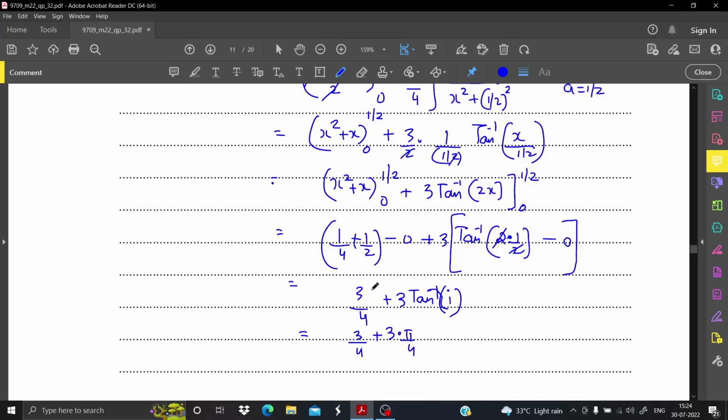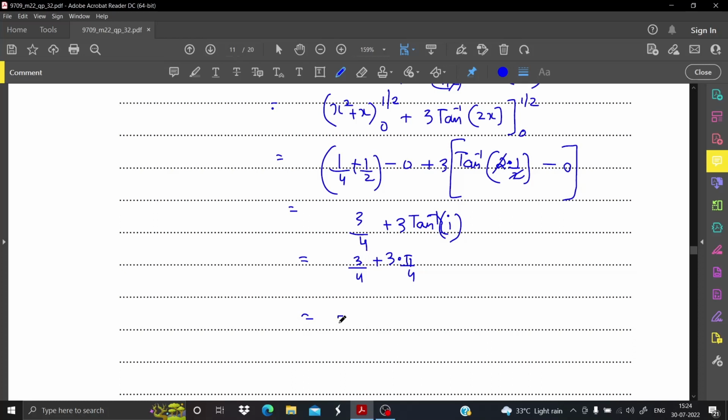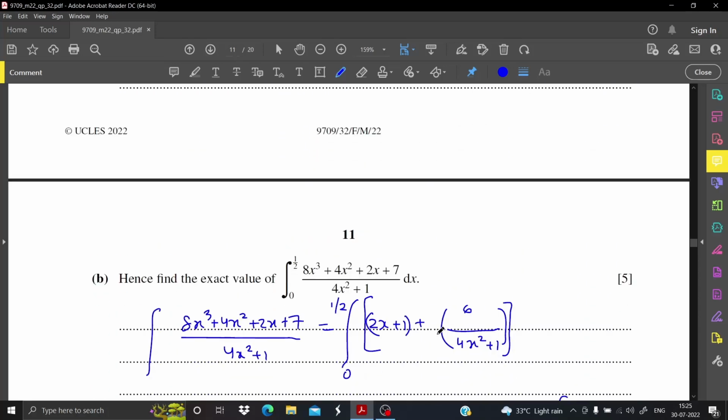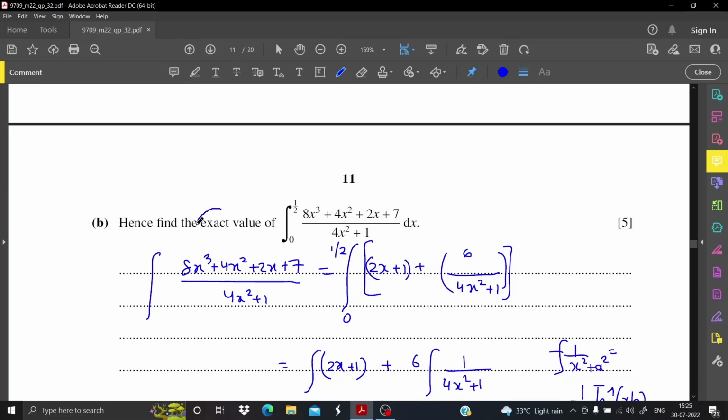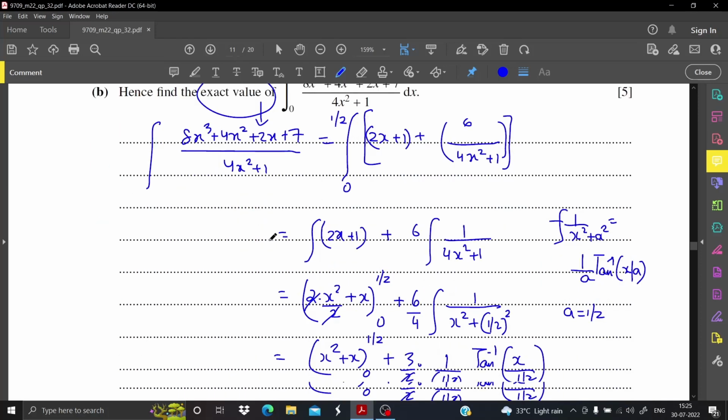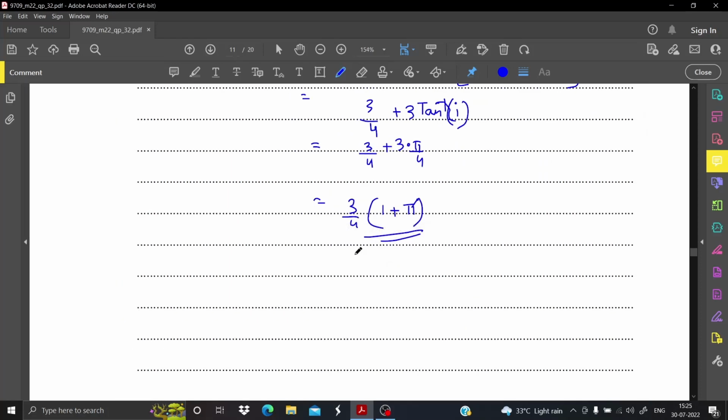So you already have 3 by 4 common. 3 by 4 into 1 plus pi. This is your final answer. And please remember, never put your answer in the decimal values because it mentioned the exact value. Find the exact value. So this is the exact value.